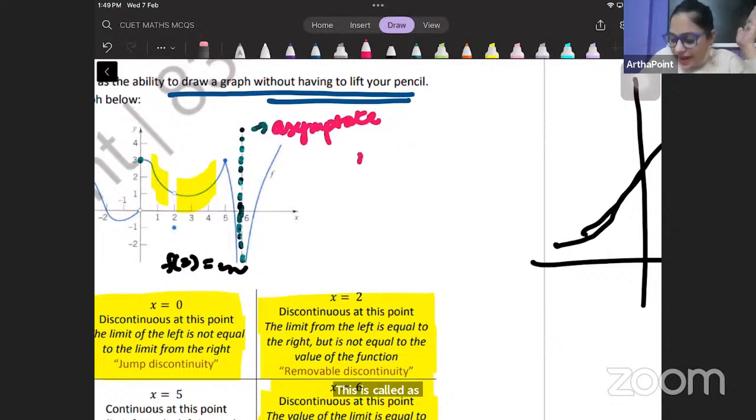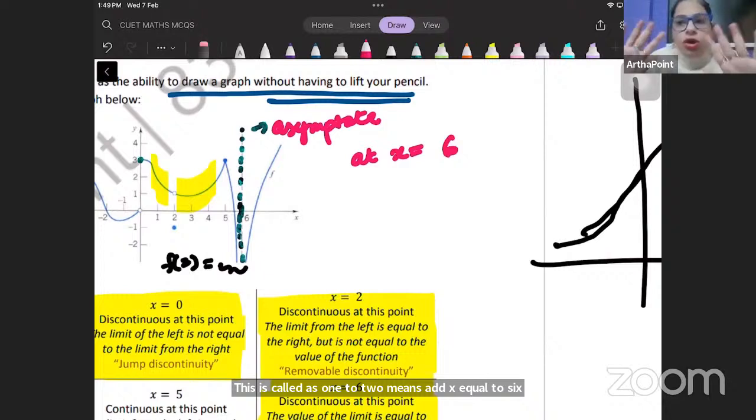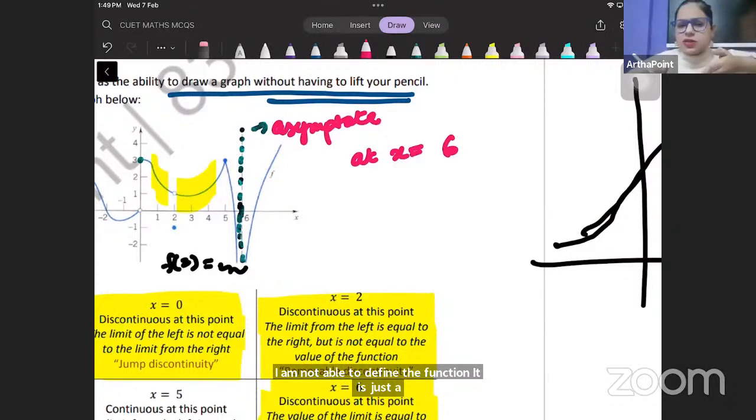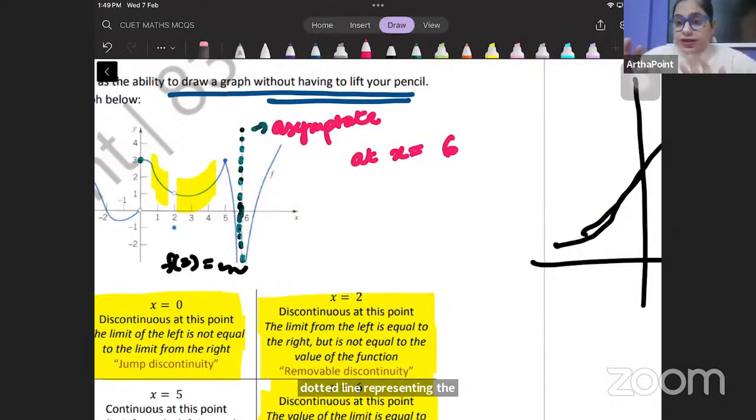Asymptote means at x equal to 6, I am not able to define the function. It is just a dotted line representing that perhaps the value will be at infinity or minus infinity. I am not able to define the function at x equal to 6.